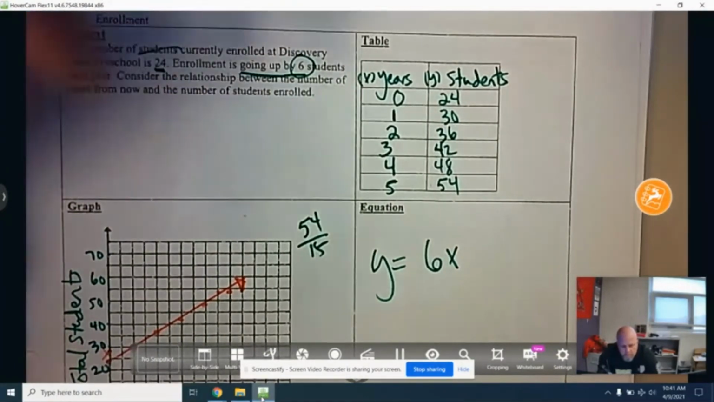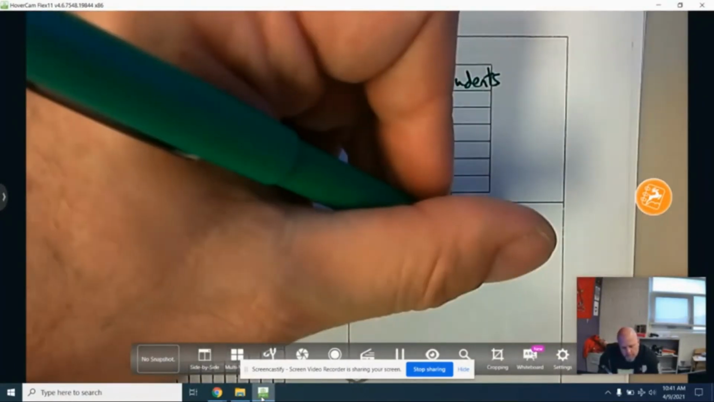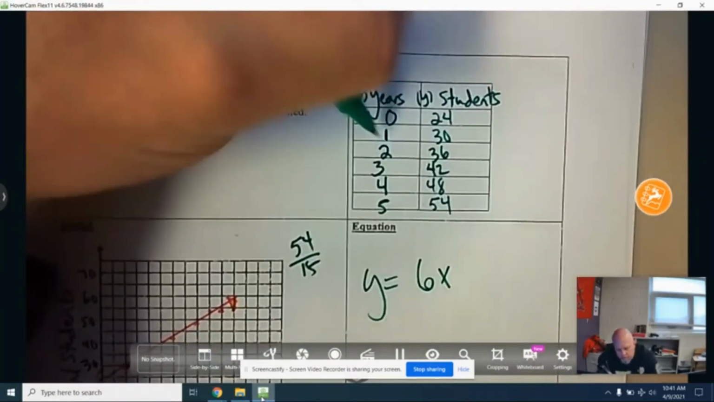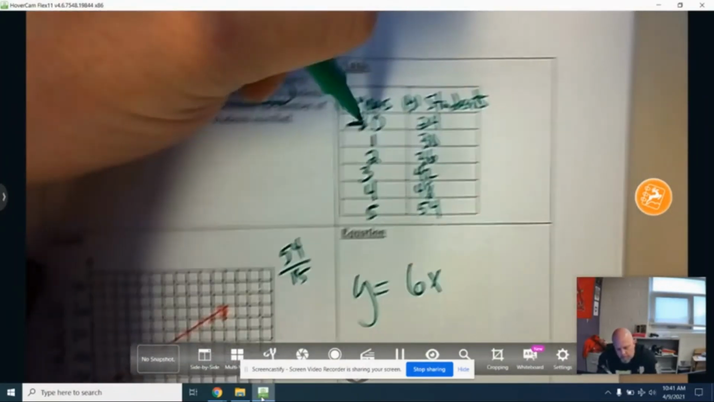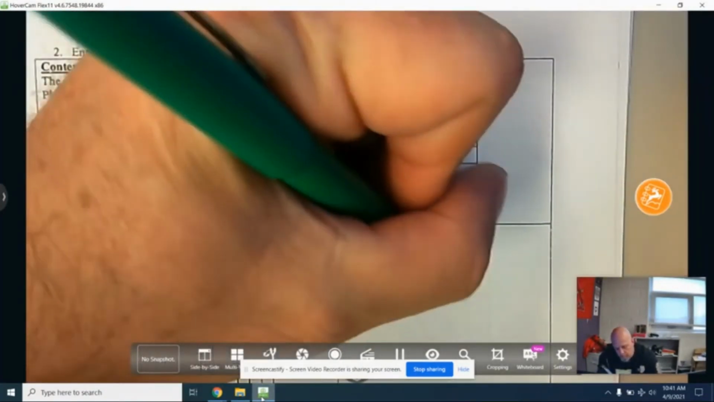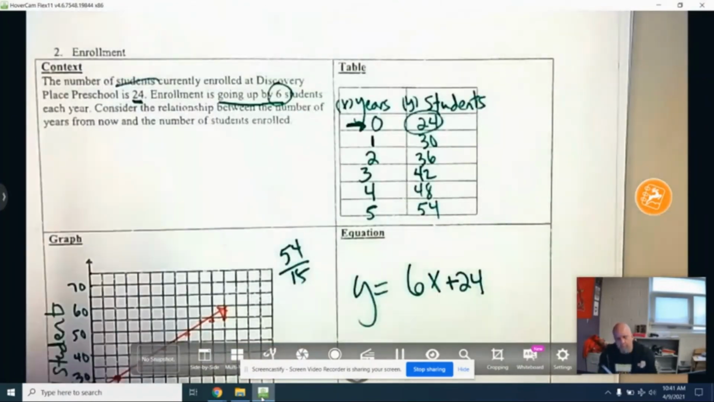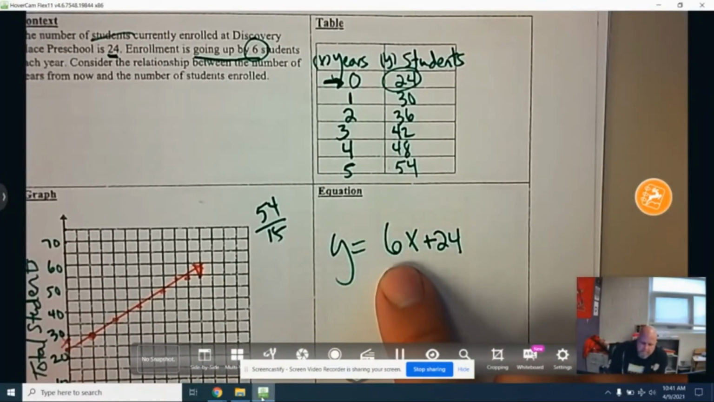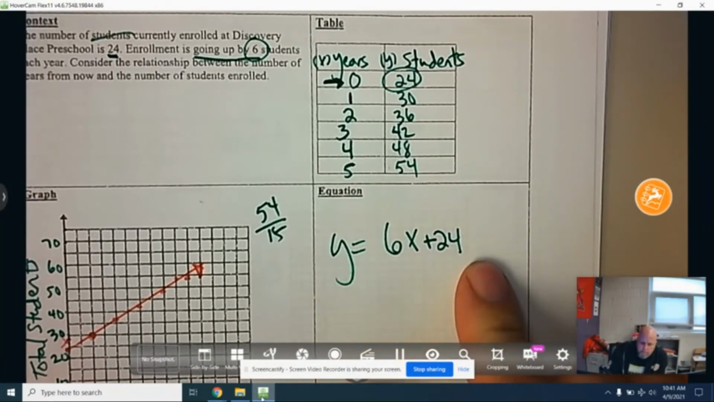It's going up 6. Okay, then the back part is where it touches the y-axis. And that's where we look at our 0. So if I'm looking at 0, I see it's touching at 24. That's a positive 24. So I'll put back here plus 24. Okay, so our equation is y equals 6, there's 6 students times every year, plus 24.